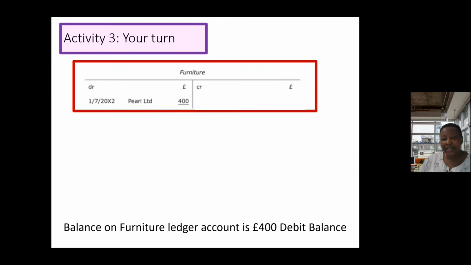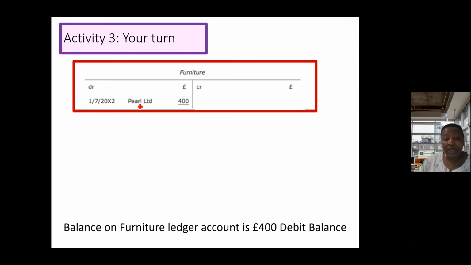Okay, so try this again. Furniture account, you have a debit entry of 400. Furniture account is an asset account, so you should have a debit balance. So you have Pearl Limited, so it means you have an increase in furniture that you bought from your supplier Pearl. So we have 400. So it means that most likely you bought this furniture on credit.